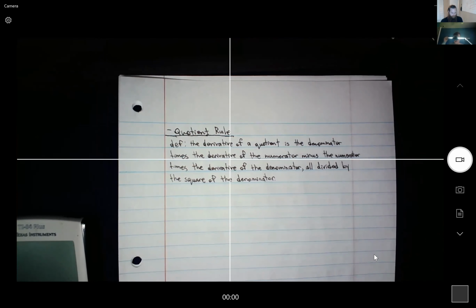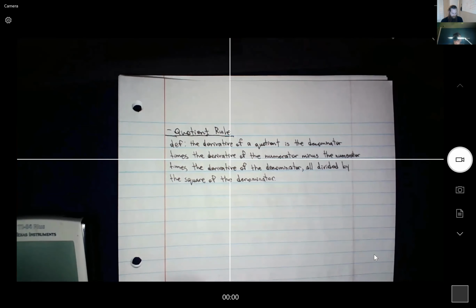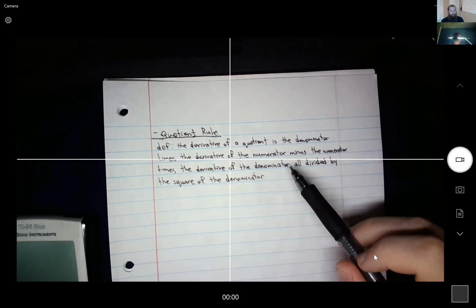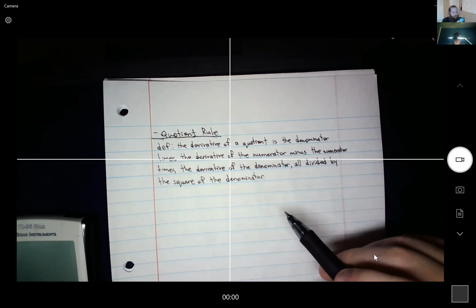The next rule I want to talk about is the quotient rule. So the quotient rule is again used for division. The quotient is the answer when you divide two numbers. So the definition of the quotient rule: the derivative of a quotient is the denominator times the derivative of the numerator minus the numerator times the derivative of the denominator, all divided by the square of the denominator. So that is very, very long. So instead, we want to use a mnemonic for that.